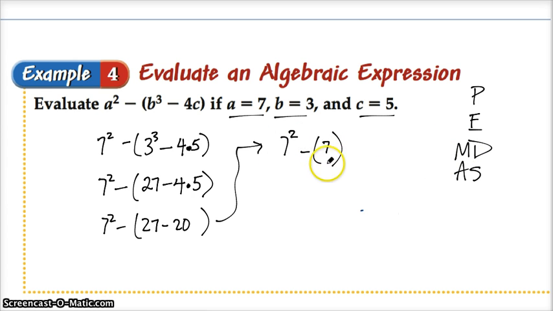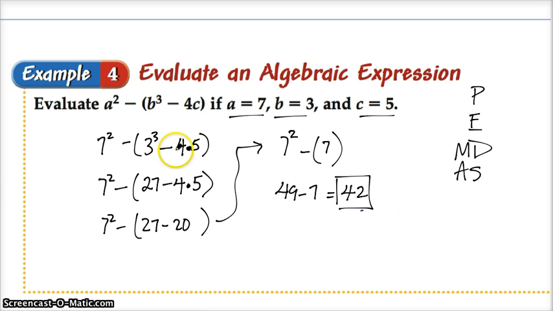So I end up with 7 squared minus 7. I'm not going to get 0 because I know that I've got to deal with exponents first, right? So 7 squared is 49, minus 7 is going to give me 42. And that's it. That's the answer, and that's my age.